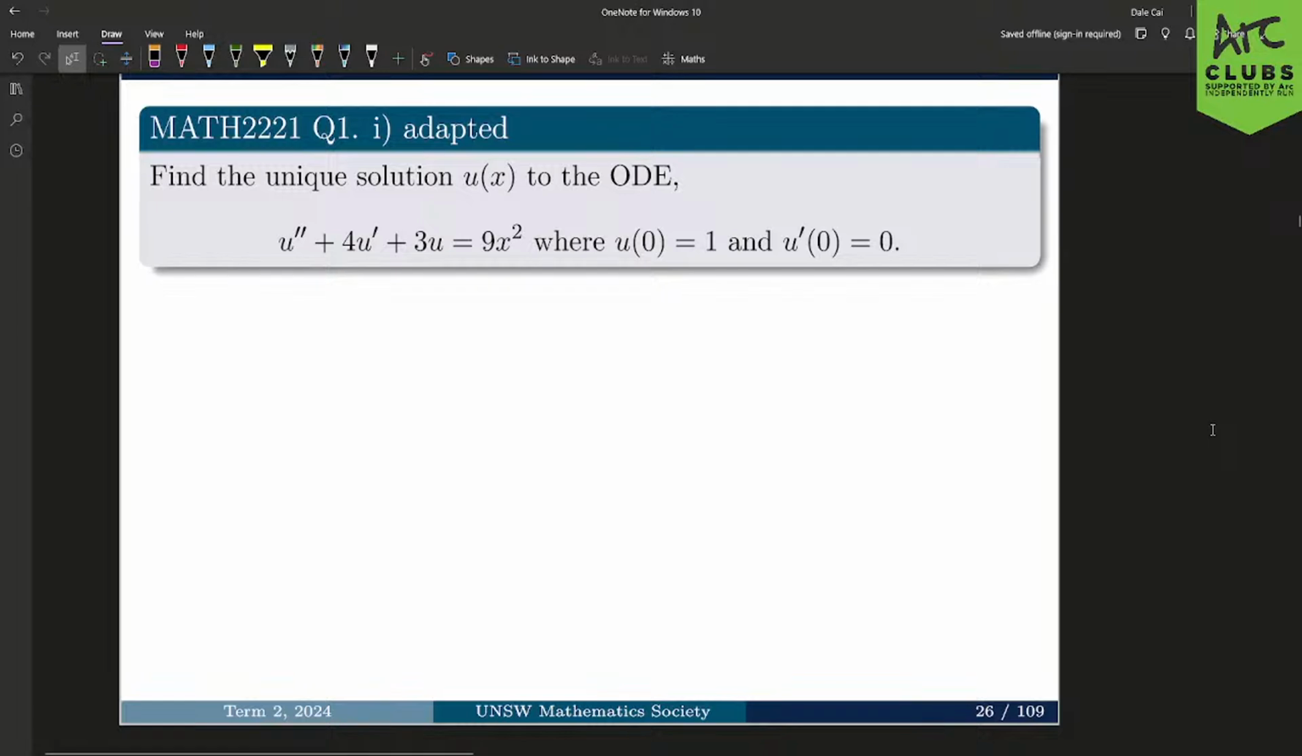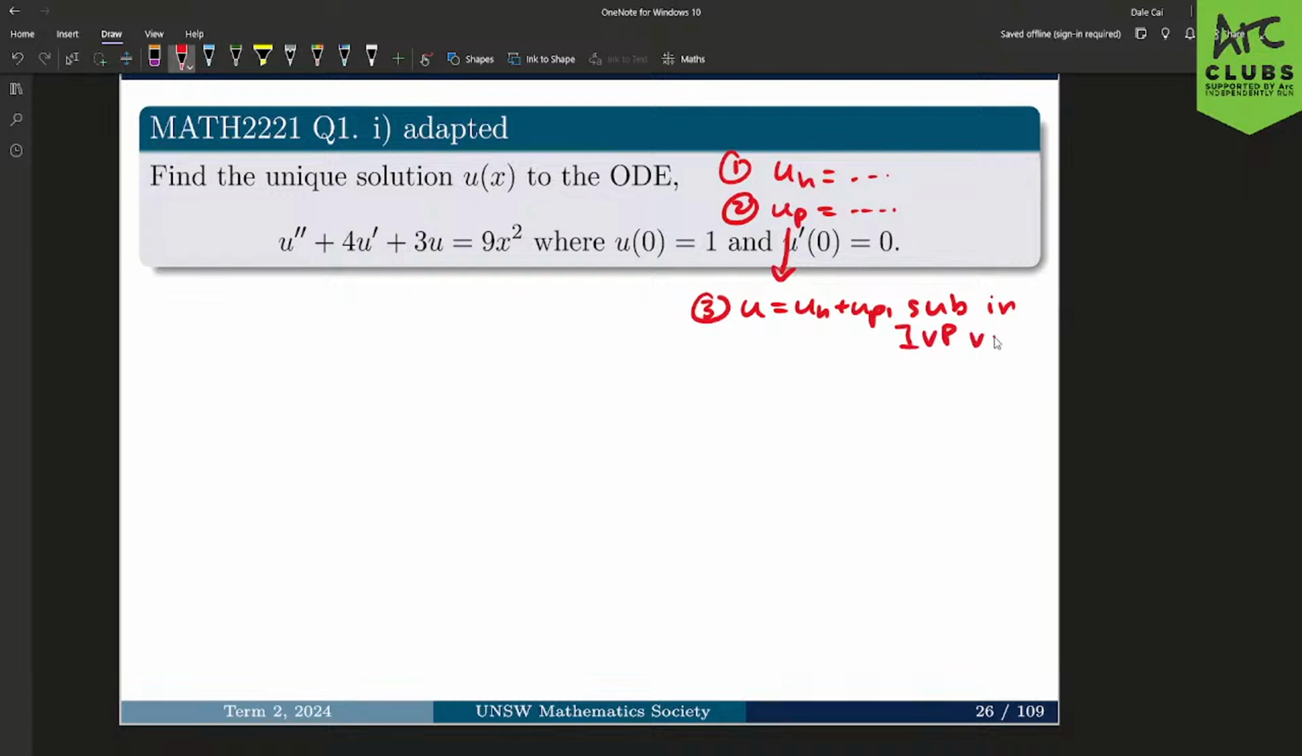Okay, so find the unique solution to this ODE. Okay, so there's two parts to this. We need to find the homogeneous solution, and then we need to find the particular solution. And actually in this case it's a step 3 since it's an initial value problem. The general solution is UH plus UP, and then sub in the initial value problem values. So these are our 3 steps.